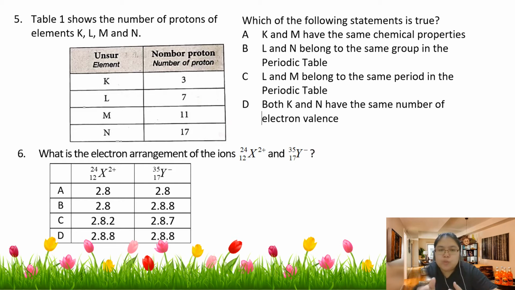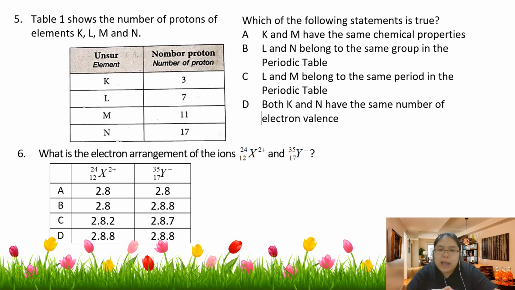3 is 2, 1. 7 is 2, 5. 11 is 2, 8, 1. 17 is 2, 8, 7. So we find there is a 1 at the end, right? K is 2, 1. M is 2, 8, 1. So K and M should be in the same group. Okay, now we go to B first. L and N belong to the same group in the periodic table. L and N, no. L is 2, 5. N is 2, 8, 7. So they should not be in the same group.